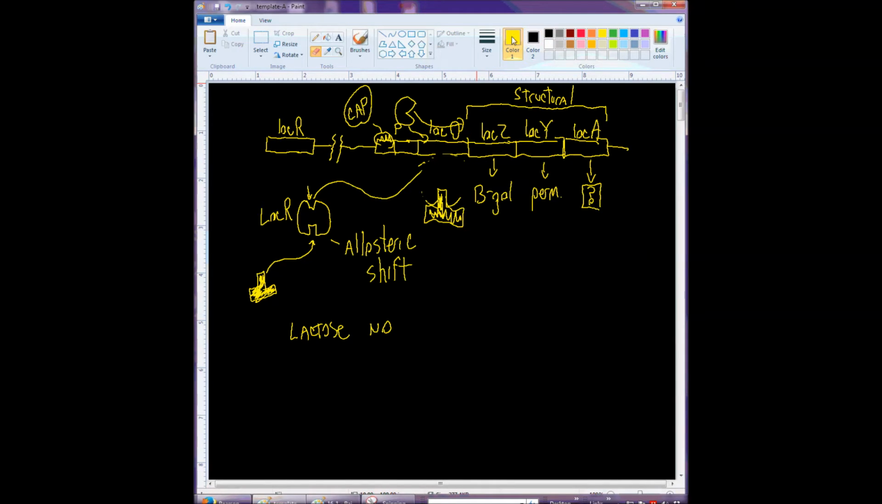Okay, and I can sketch this again. So there's the binding site, and there's our LAC-R. See, it can't bind. So lactose is present, it can't bind. RNA polymerase comes in, makes the catabolism genes, and especially this one right here, beta-gal, takes lactose and breaks it down into galactose and glucose. Okay.